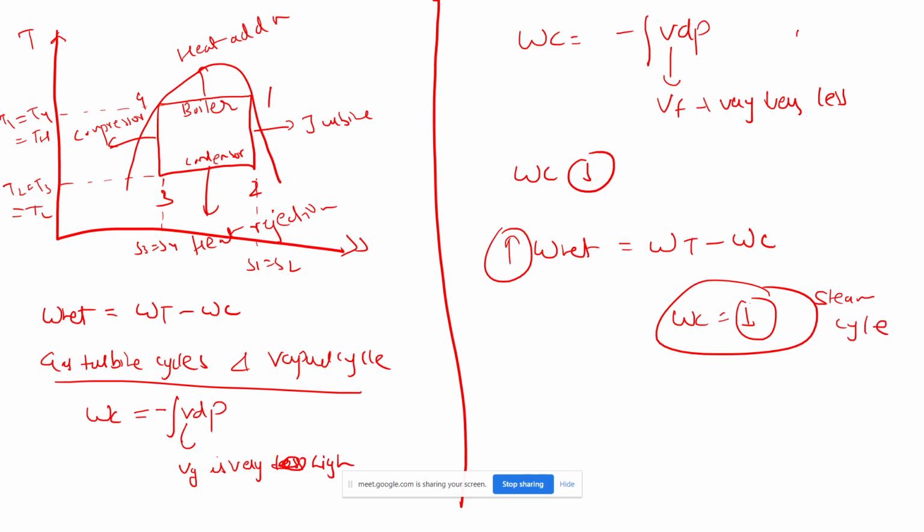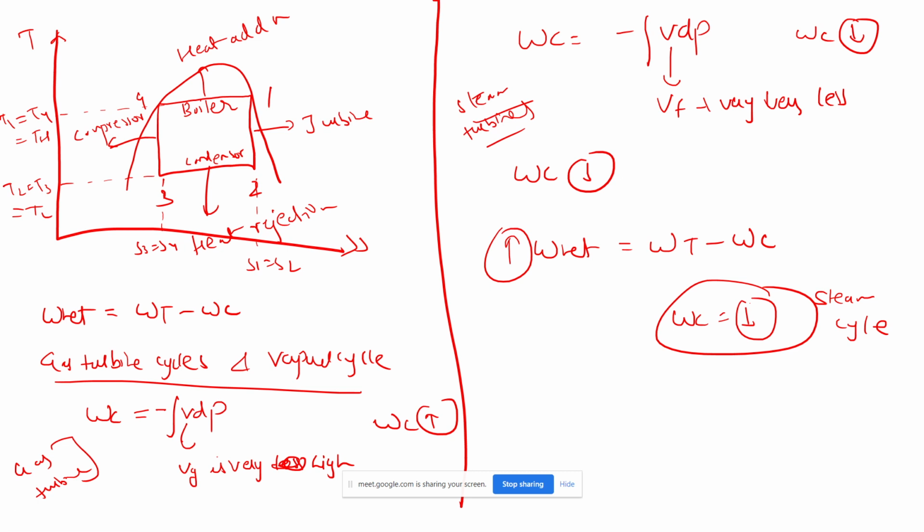Since this is less, the compressor work will decrease. Here the compressor work will increase in case of gas turbines. Here, steam turbines. So the turbine working on gas and the turbine working on steam. In that case, because the compressor work here is less, the net work output improves.